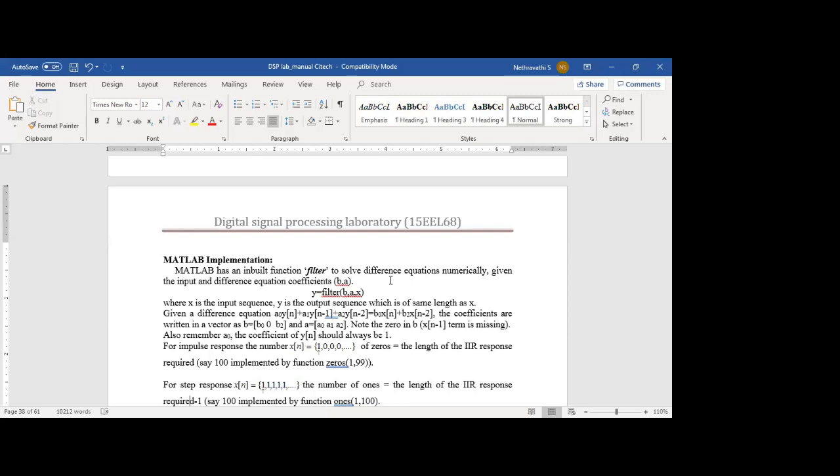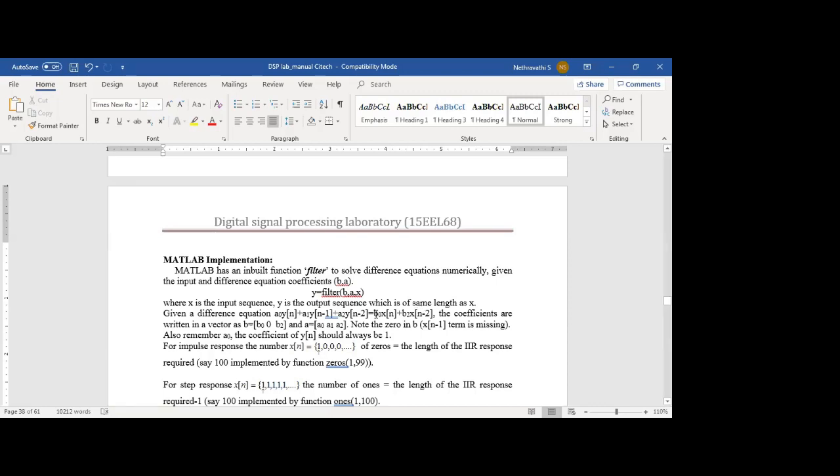And what is this x here? Sorry, b we know, a we know. What is the x here? The x is the input sequence. There x is the input sequence, y is the output sequence, which is of the same length as x.